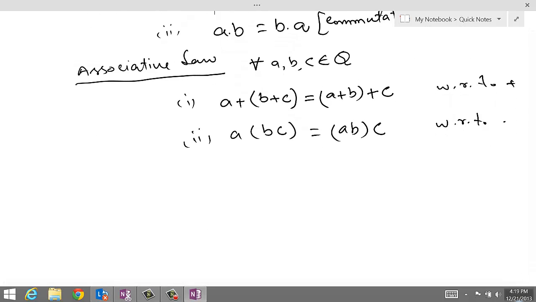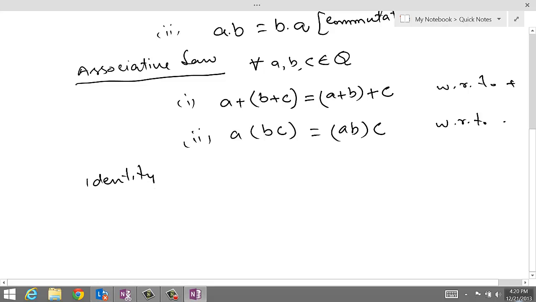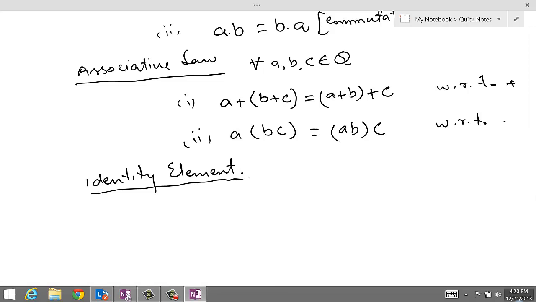And now identity element. There is a number in the set of rational numbers which, when added to another rational number, doesn't make any difference. The answer is still the same number, and that number of course is 0.